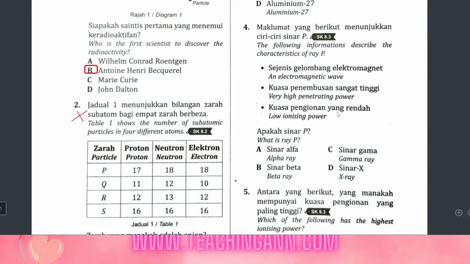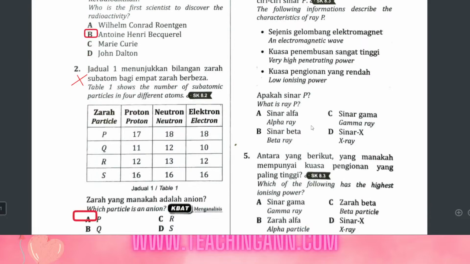What information describes an electromagnetic wave with very high penetrating power and low ionizing power? So which one is it?